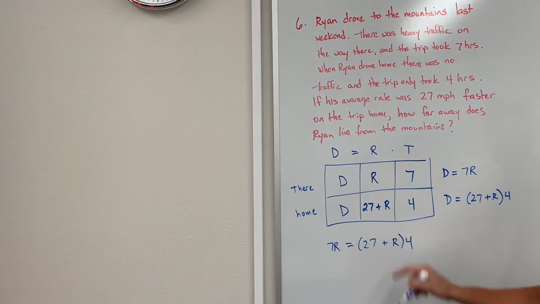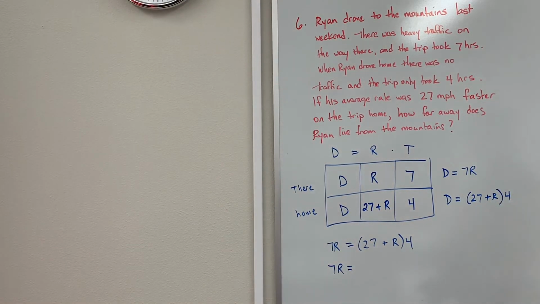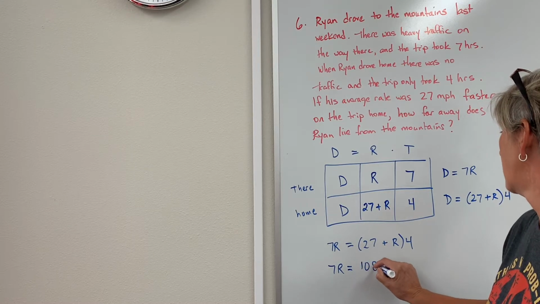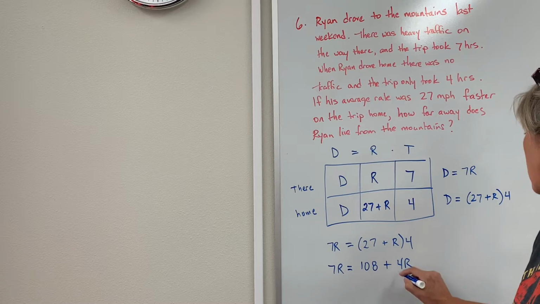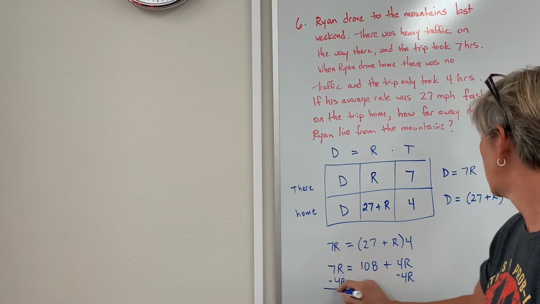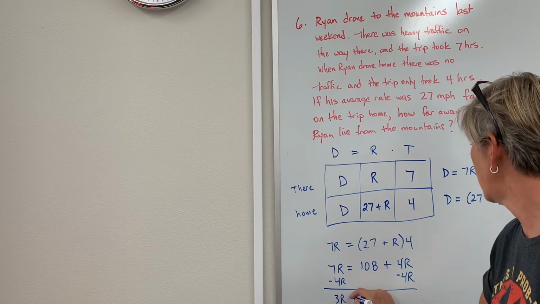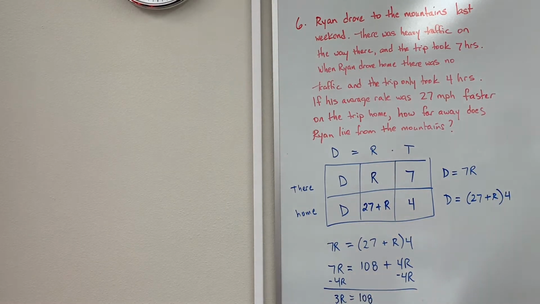So I'm going to distribute my 4. So 7R equals 4 times 27 is, 108, I believe. And then plus 4R. So I can subtract 4R from both sides to get 3R equals 108. And then my last step is to divide by 3.